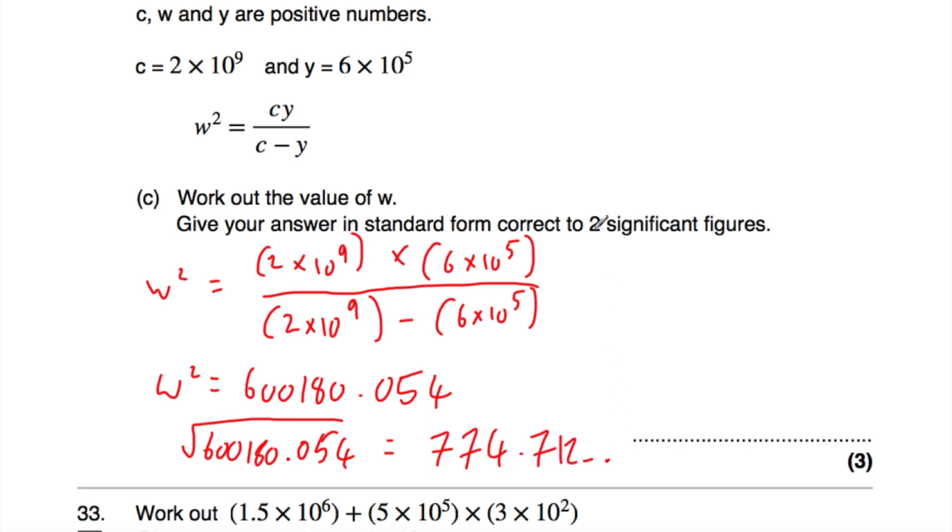774.712 and so on. Now the question says work out the value for W, so we've got it, and give our answer in standard form correct to two significant figures. So let's round this to two significant figures. That would be 770 to two significant figures, and in standard form that'll be 7.7 times 10 squared, and that's it. That's what W is.